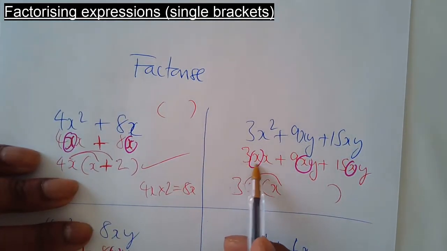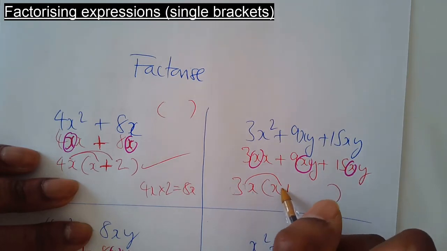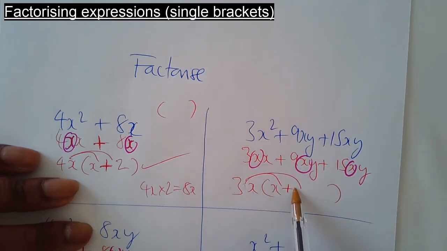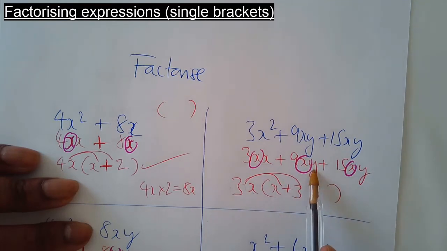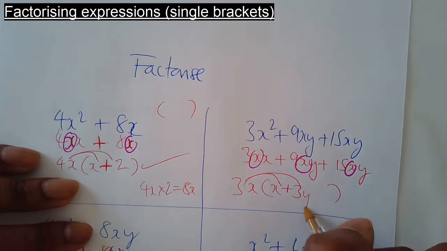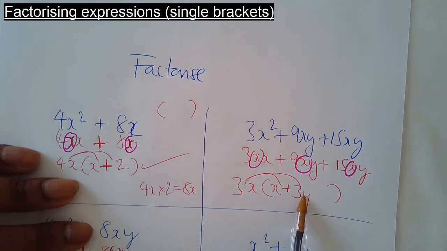3x times x is 3xx. 3 times something to give me 9 is 3. What letter didn't I circle? So you can put that there. So you can check. 3x times 3y is 9xy.